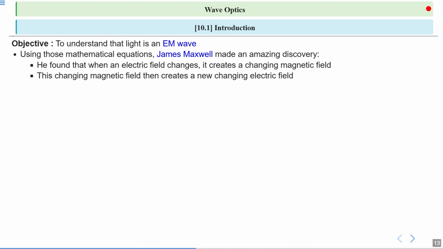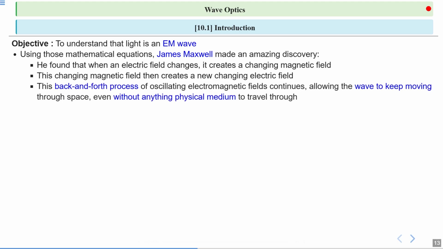Building on that, the changing magnetic field then creates a new changing electric field. This back and forth interaction is what allows electromagnetic waves to sustain themselves. It's like a continuous cycle that keeps the wave moving forward. So the process of oscillating electromagnetic fields can occur without any physical medium. This means that electromagnetic waves, including light, can travel through the vacuum of space.